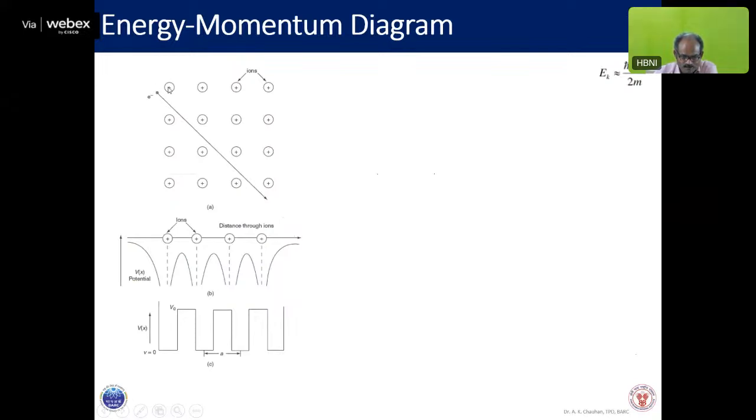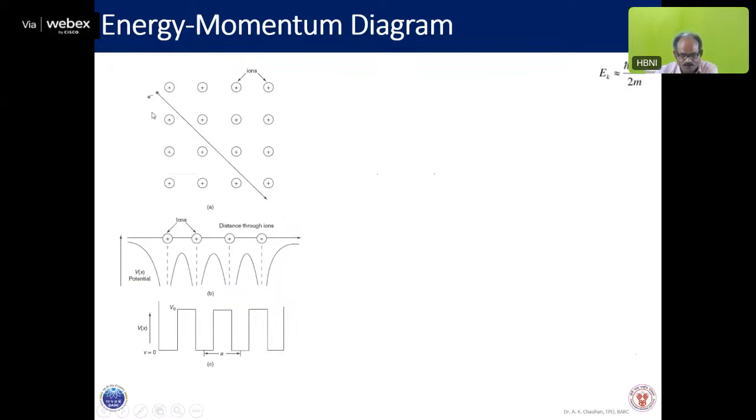See, this ion is positive, the electron is negative, so it will get an attraction from this ion, and from this one also, from all of these. If I try to plot this potential, ideally it should look like this. When the electron is very close to an ion, the potential will be very less negative, and when it is far, it will be different.